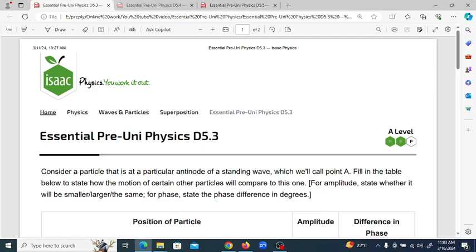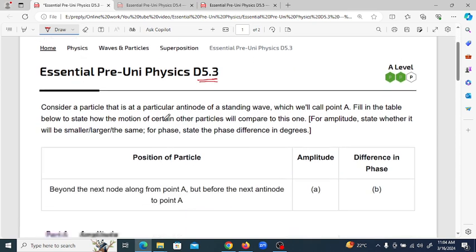Hello dear students, in this lecture we are going to discuss the next essential pre-uni physics, that is D5.3. Okay, now let me discuss the first question.